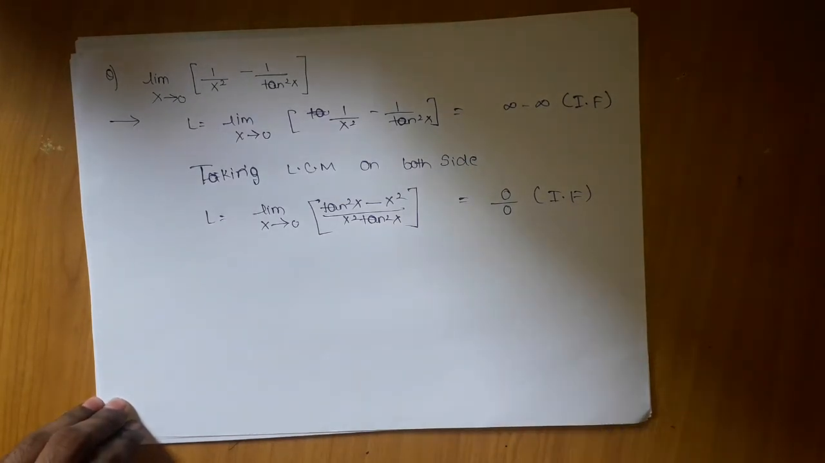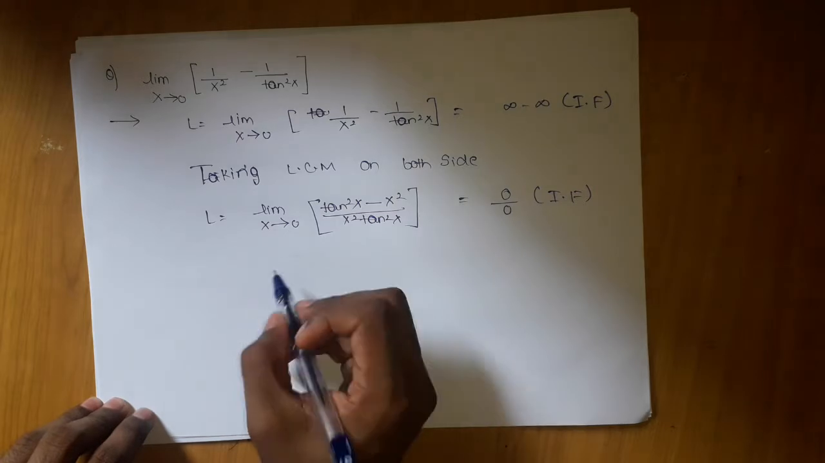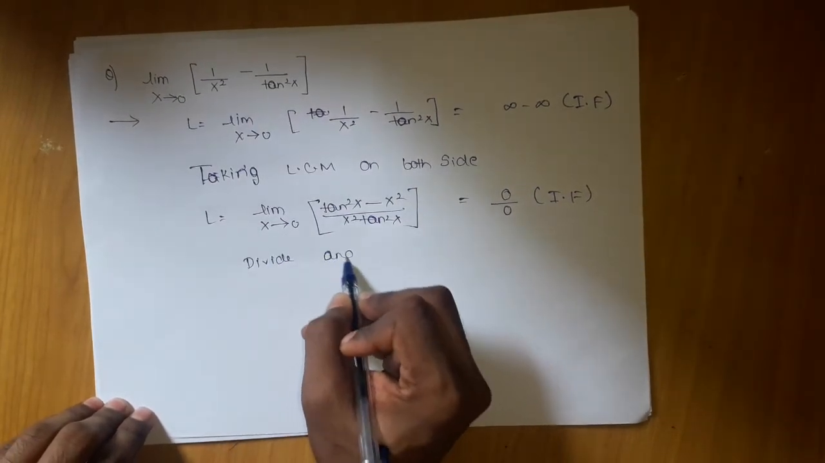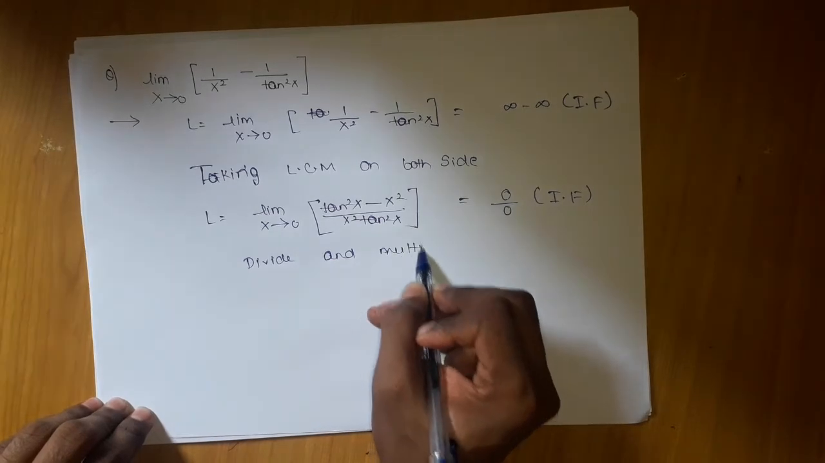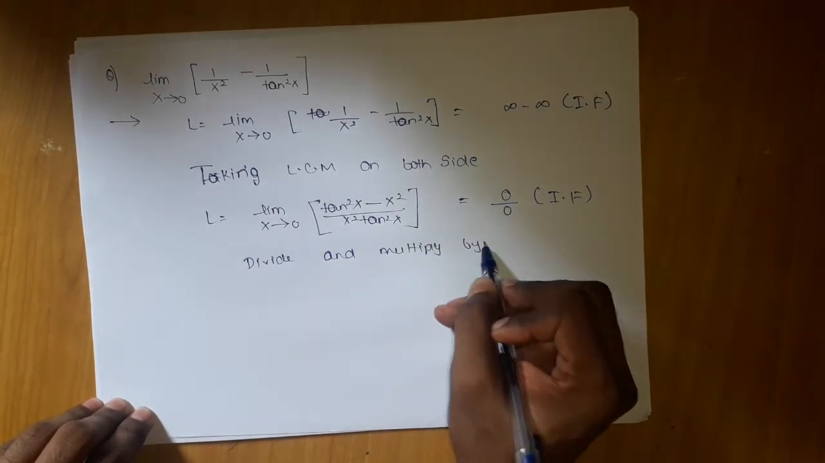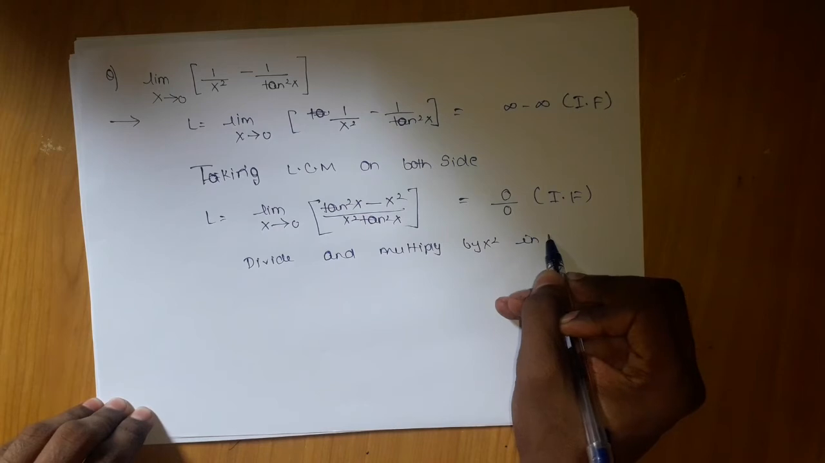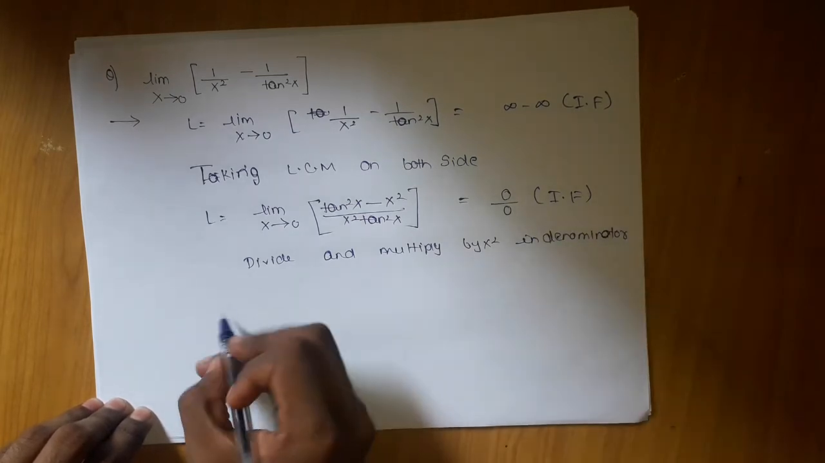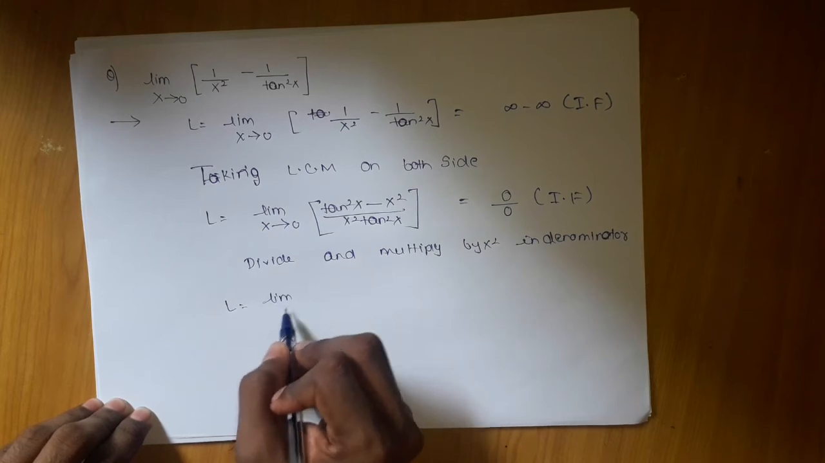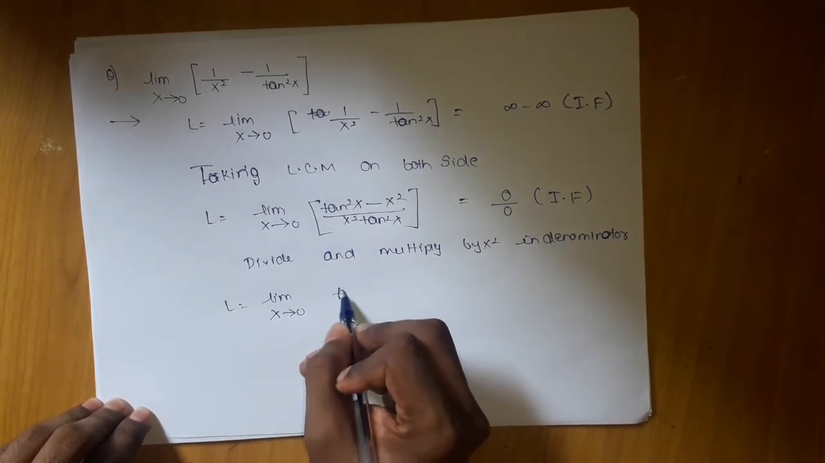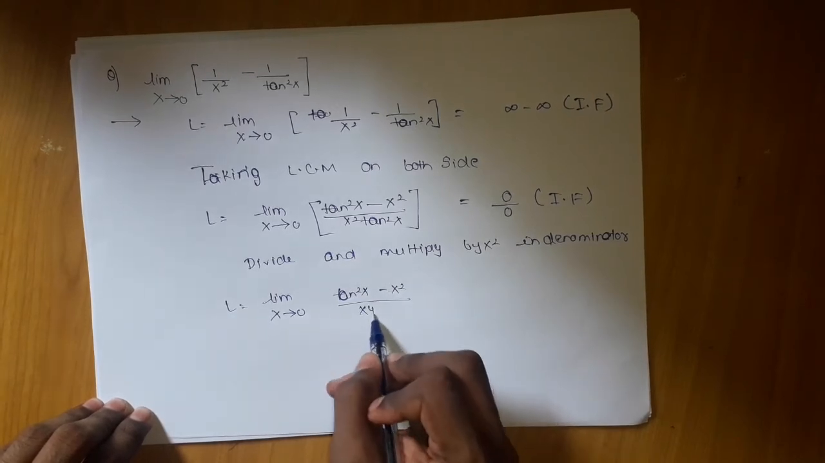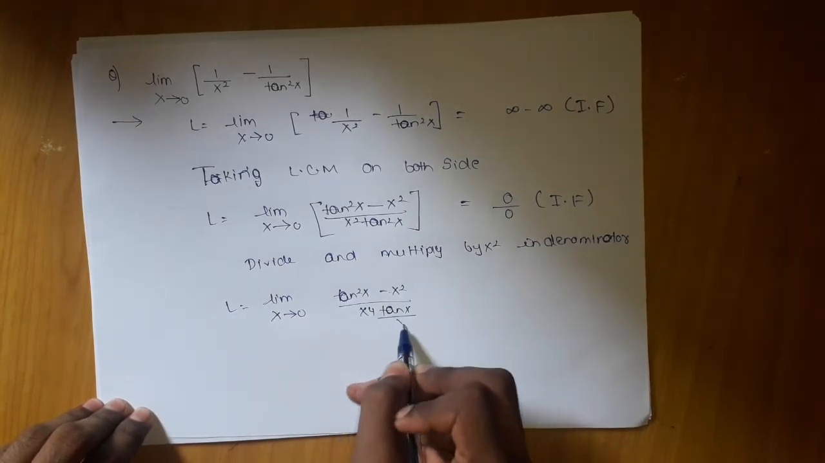If there is sine square or tan square, anything like that, we will try to do the modification. So divide and multiply by x square in the denominator. What do we get? Tan square x minus x square upon x to the power 4, and the denominator becomes tan x by x, the whole square.